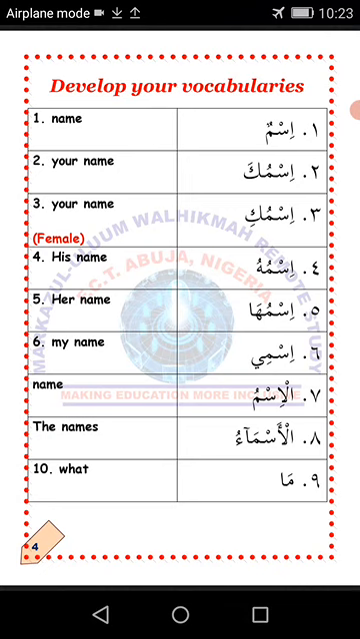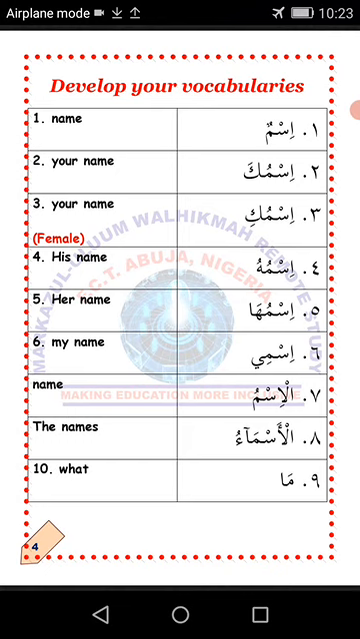Now develop your vocabulary parts. Wahid, number 1. Ismun, a name. Ithnan, number 2. Ismuka, your name, talking to a single male person. Thalatha, number 3. Ismuki, your name, talking to a single female person. Arba'a, number 4. Ismuhu, his name.